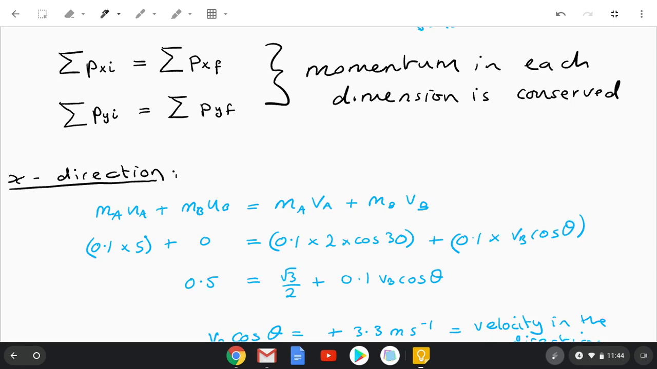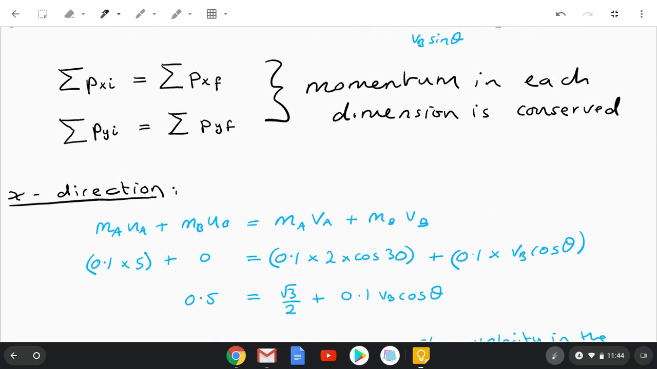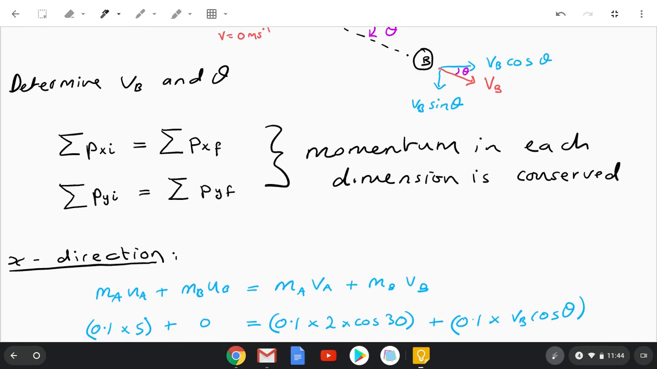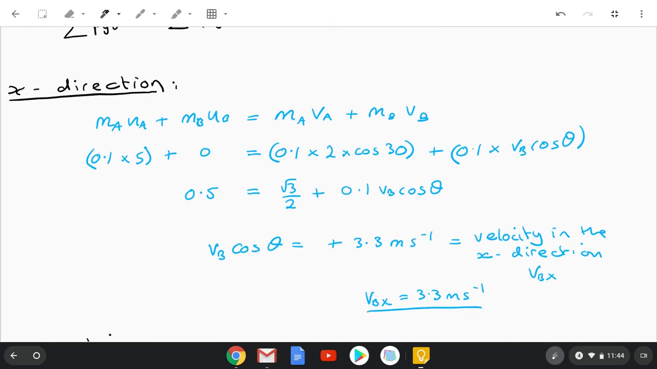Now I'm going to multiply everything out and rearrange, and I get the component of velocity in the x direction, which we call vB cos theta. That's the component in the x direction of object B after the collision. We get 3.3 meters per second. That was just rearranging. That is the velocity of B in the x direction after the collision, so that's 3.3.